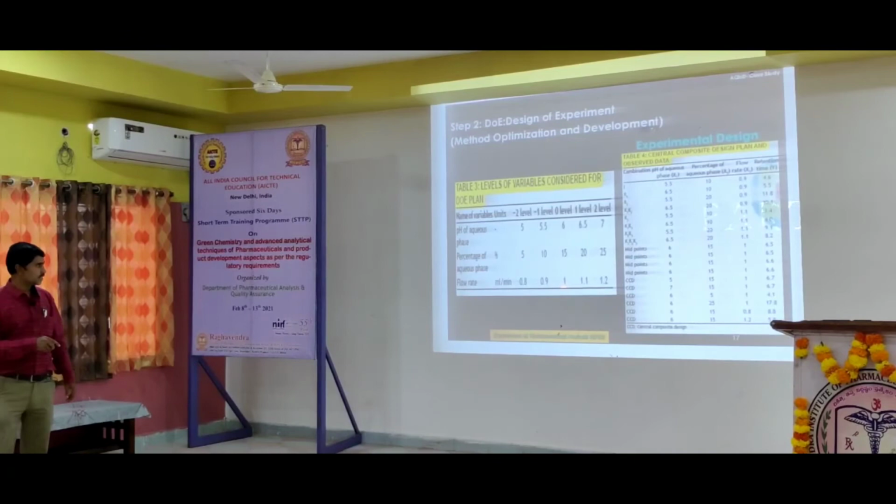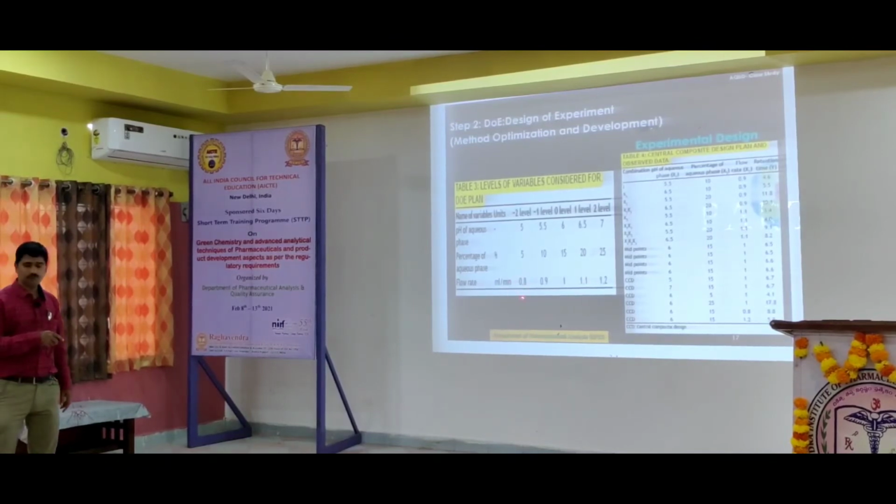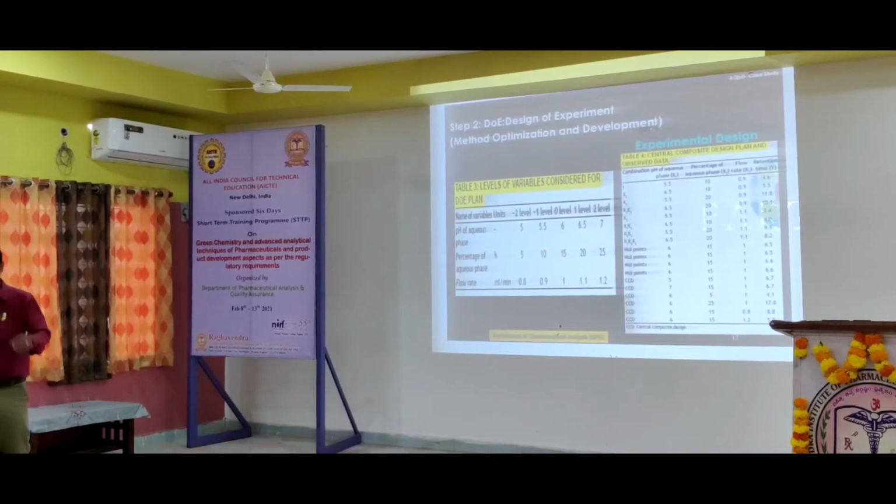Then flow rate. Flow rates, you know, 0.8 to 1.2 are the minimum and maximum levels. If you go below 0.7, the peak shape will be very broad because slow elution will be there. If you go beyond 1.2, what is the problem? Column back pressure again. So that's why these two are the extreme levels. Once we fix these two levels, our work will be easier.